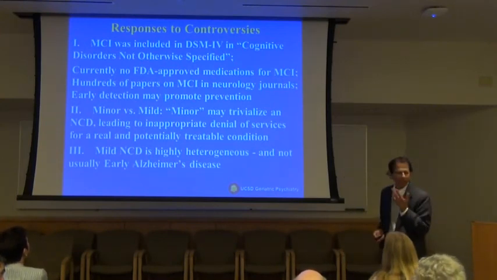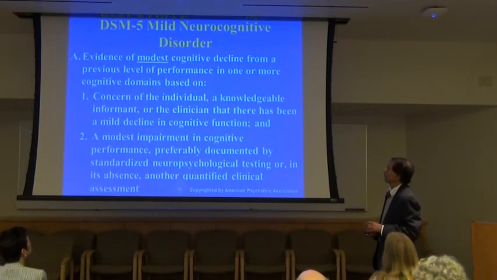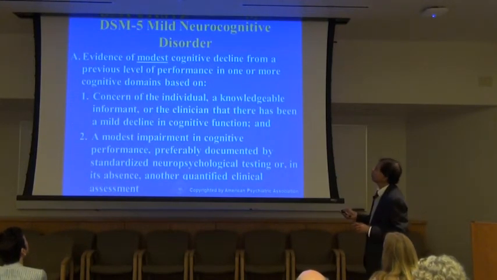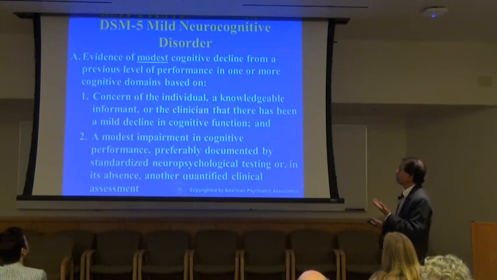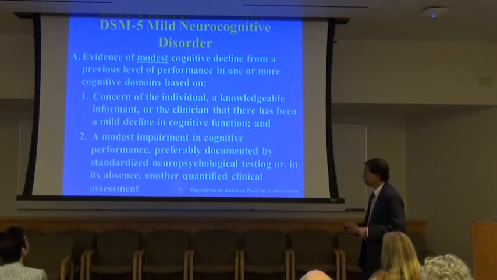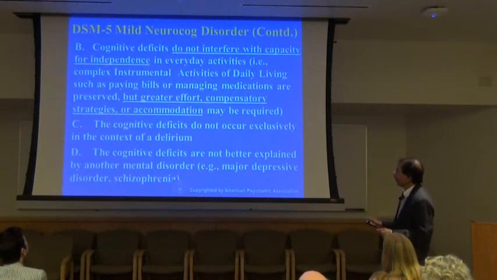So my job, as I said again, is to explain the rationale why we made the decision that we did. Okay, so mild neurocognitive disorder, as I said, the cognitive decline is modest, not significant. Again, based on the individual, informant or clinician's concern, plus some objective assessment. And there is independence in activity, however, greater effort, compensatory strategies or accommodation may be required.